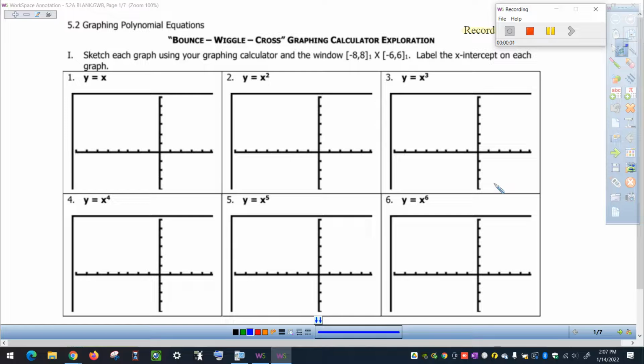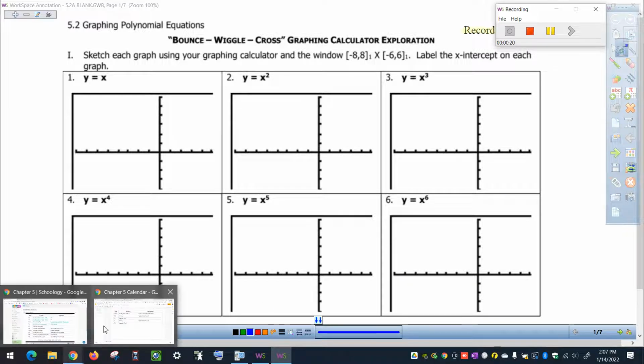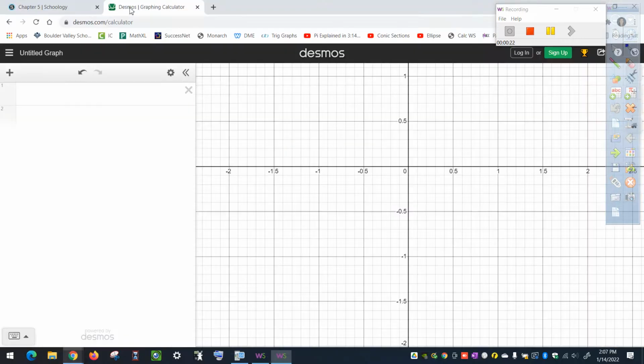Section here, we are going to begin by making the graph on Desmos. We are then going to draw what we see, and we're going to label the x-intercepts on each graph. Now, some of these equations may look familiar as far as what the graph looks like. Some of them we may not be as familiar with. So we're going to take a look at the first one together.